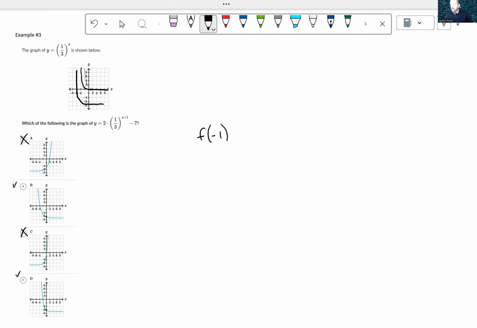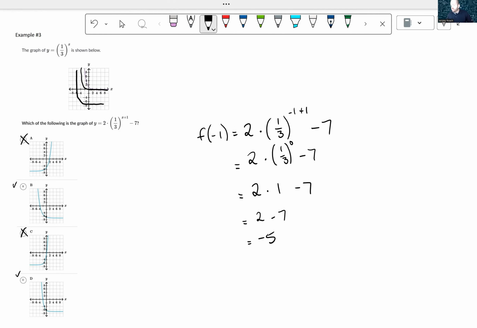So f of -1 is equal to 2 times 1/3 to the -1 plus 1 minus 7. And that's 2 times 1/3 to the 0 minus 7. That gives us 2 times 1 minus 7. And that's 2 minus 7. And that gives us -5. So the point -1, -5 should be on the graph. So let's see if we can find that on here. So -1, -5.